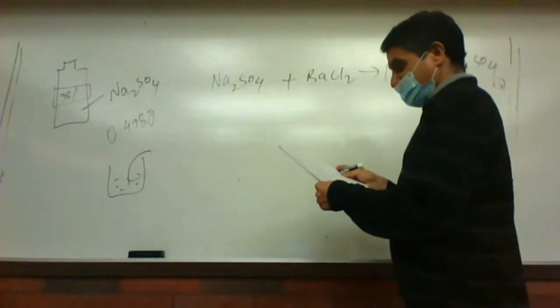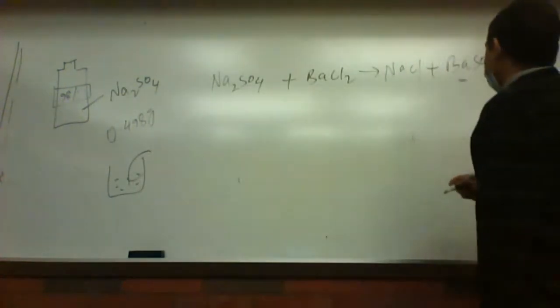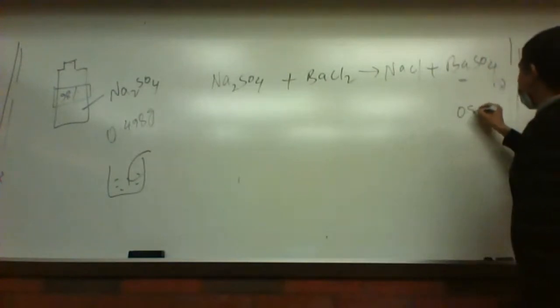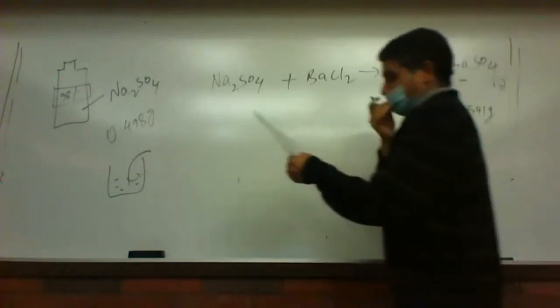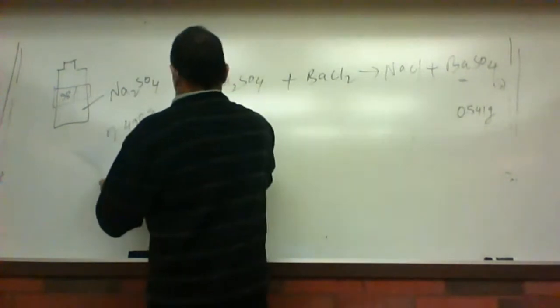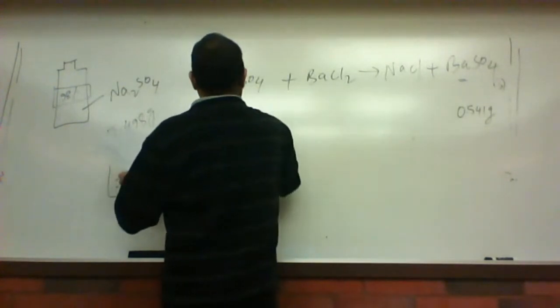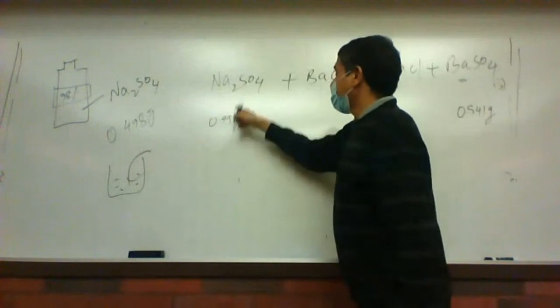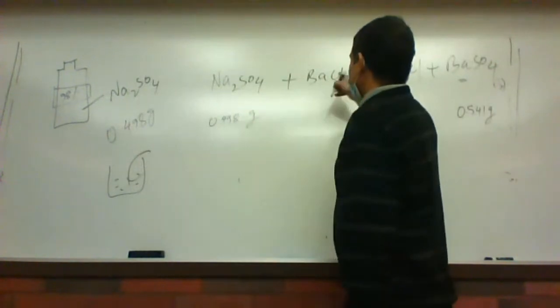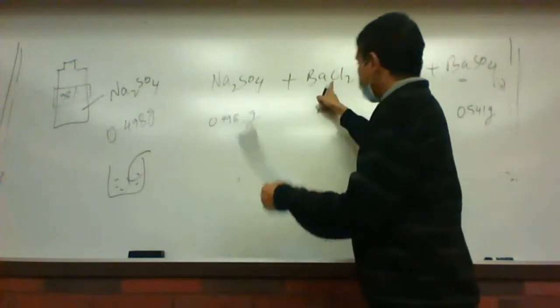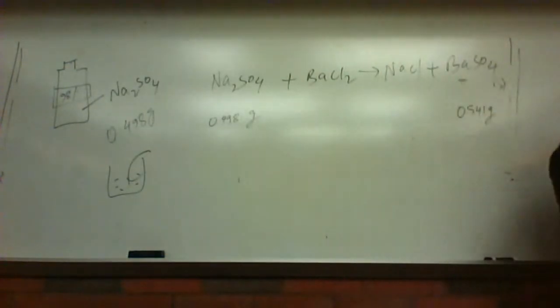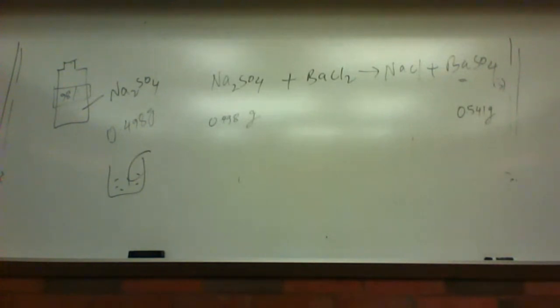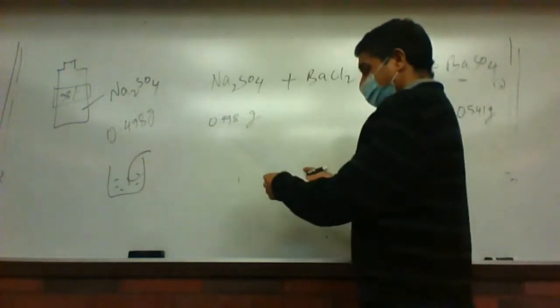The barium sulfate he got was 0.541 gram. So he took 0.498 gram of this and reacted it with a lot of barium chloride, and he got this much of barium sulfate, in terms of gram. In this reaction it's a little bit difficult to work in gram, so we convert those into moles.